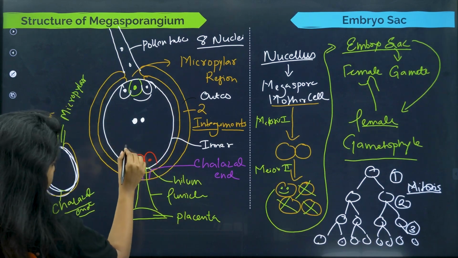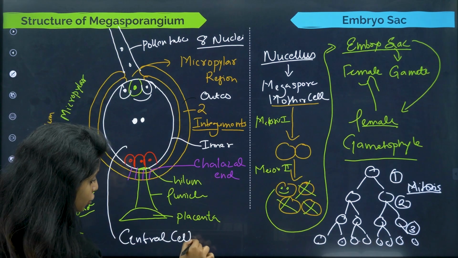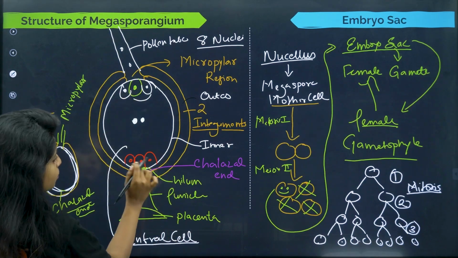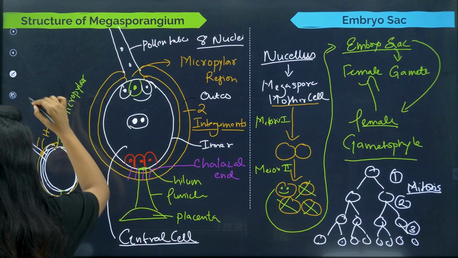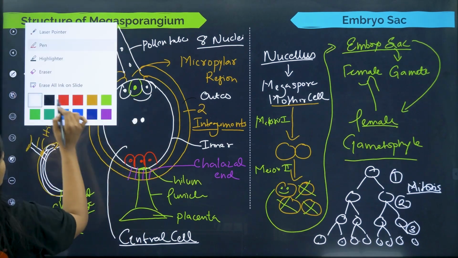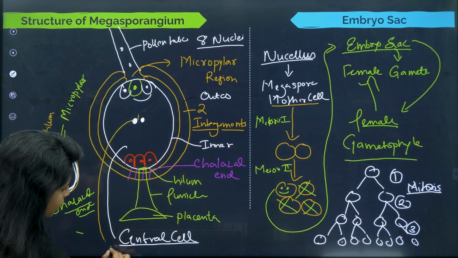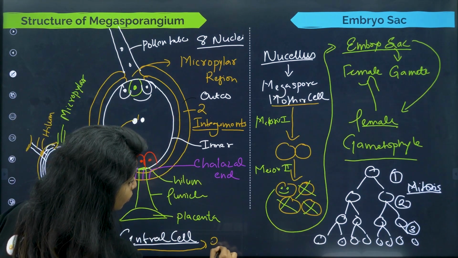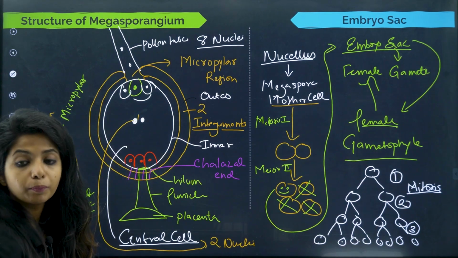This thing that you see over here, I call it the central cell, which is the biggest one. These all are small ones. This is the biggest cell with 2 nuclei. So where shall I write it? Basically over here you have the central cell, and the central cell has two free nuclei, the polar nuclei. Okay, I call it polar nuclei.